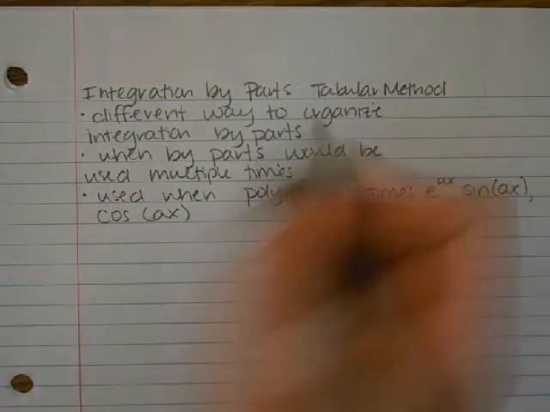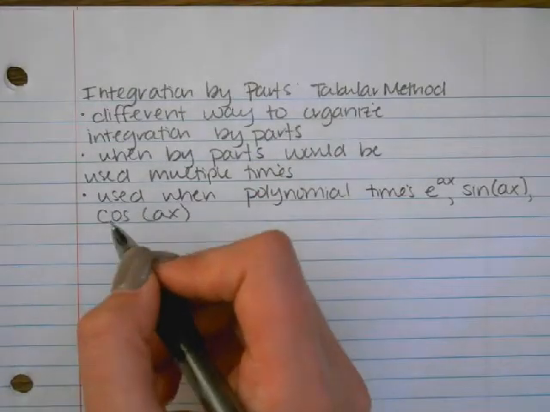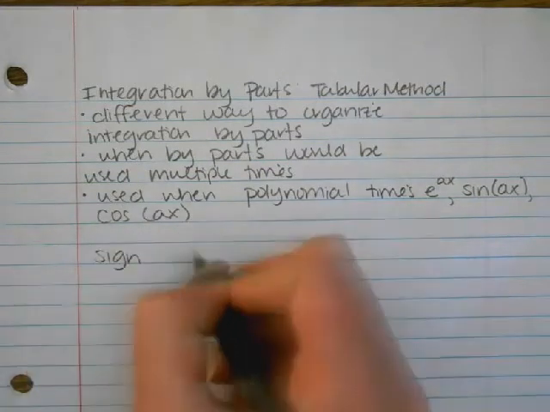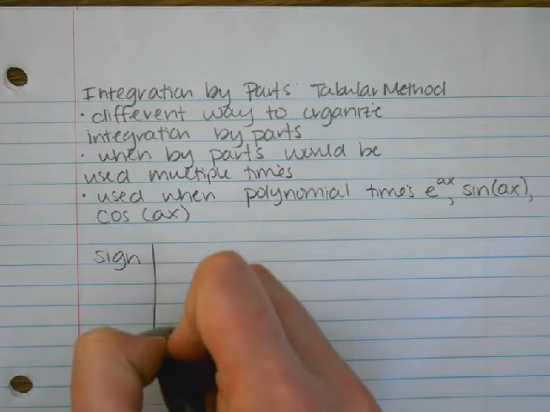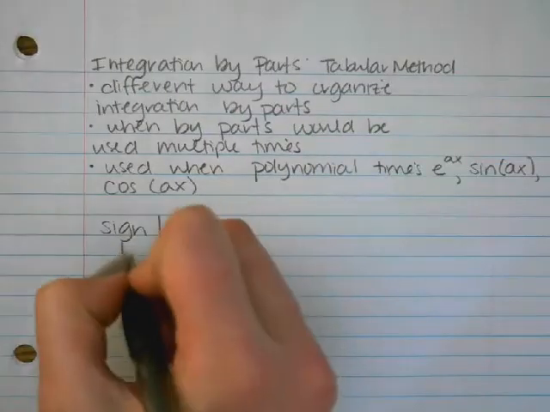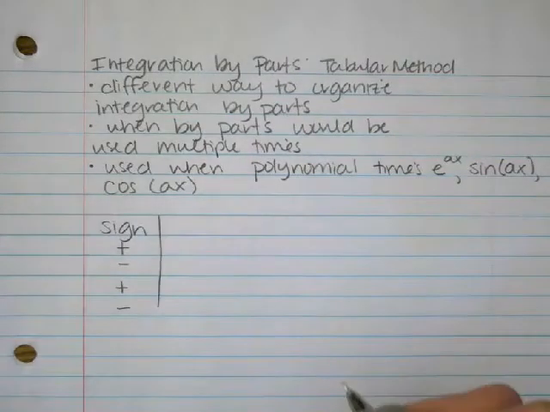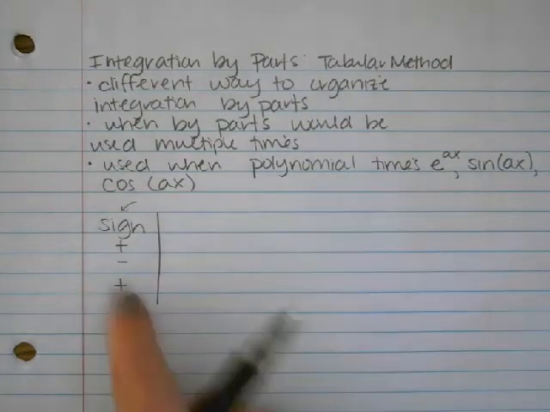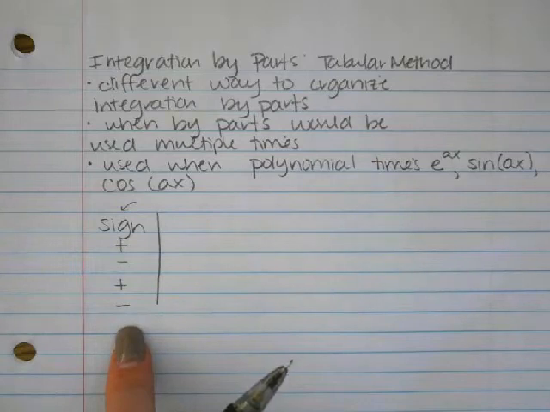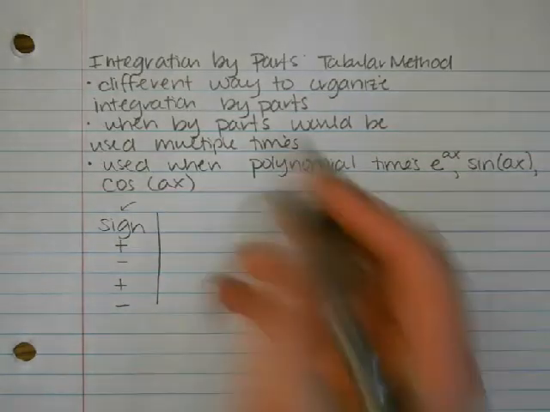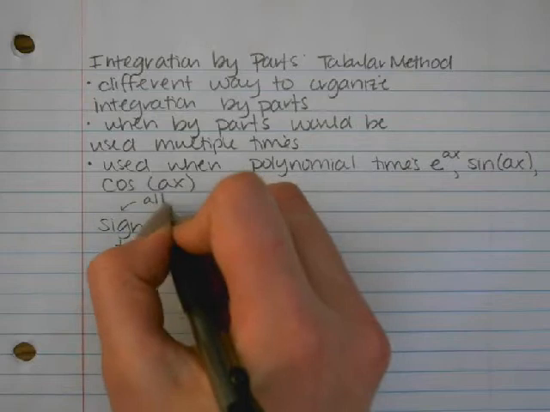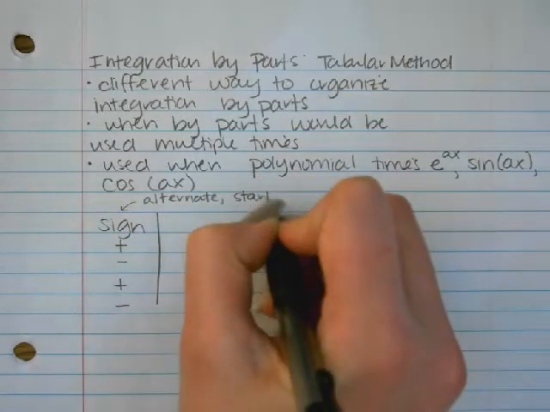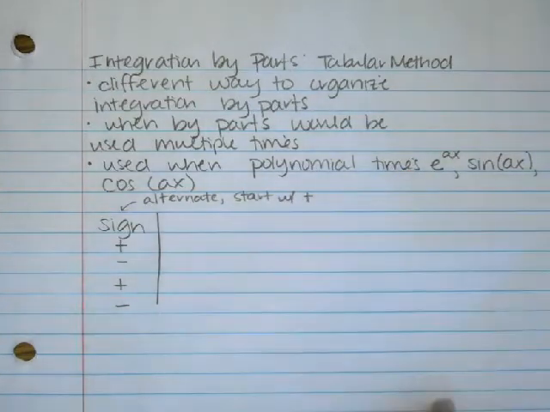So here's the general form. You're going to have 3 columns. The first column is going to be your signs, and I mean sign as in positive, negative. When you do the signs, you're always going to alternate them, and you're always going to start with positive. So we're going to say alternate, and we're going to start with plus.